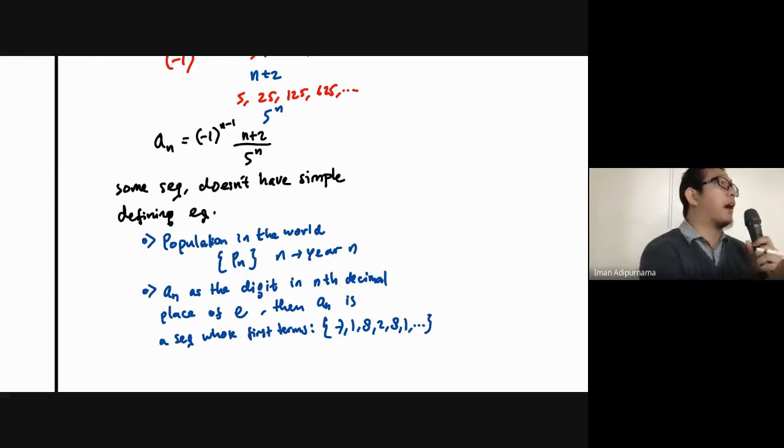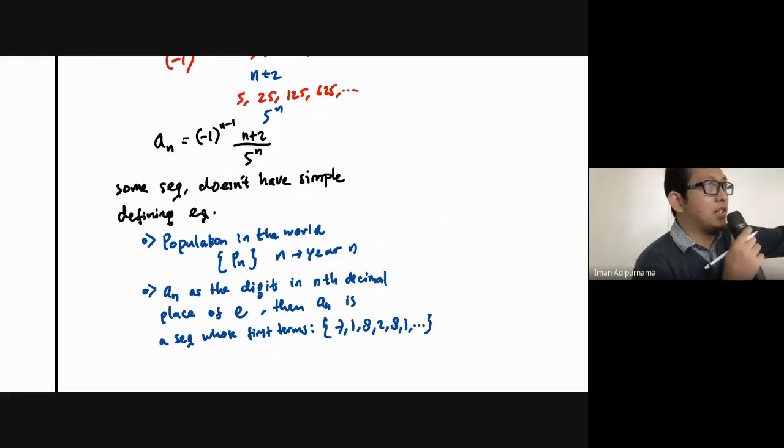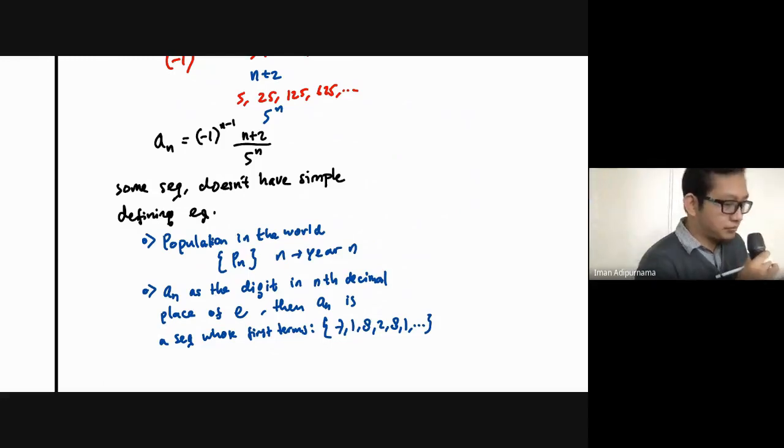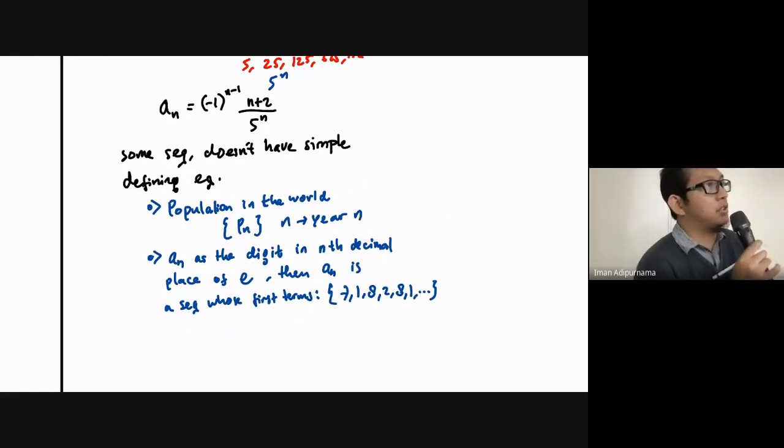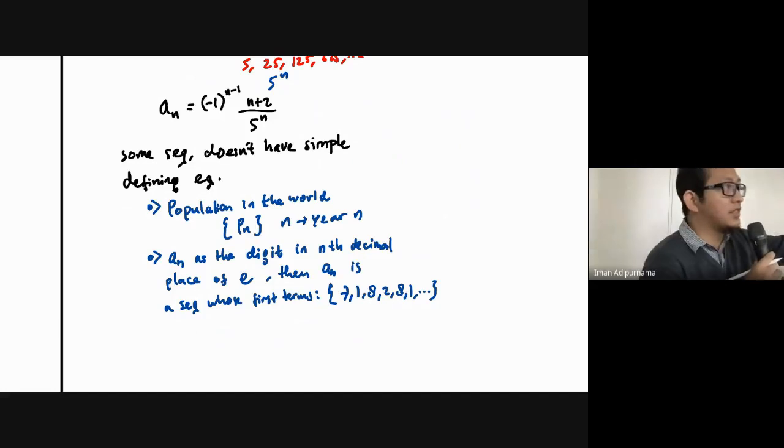Because e or pi has specific decimals, right? That is already its definition. If you change the number, then it won't be e, the Euler number, right? So for some special irrational numbers, it is already a sequence, such that if we change the sequence, then the number definition will change, right?